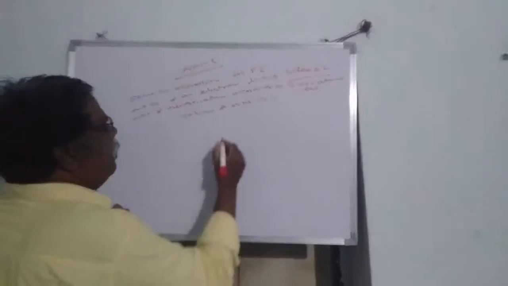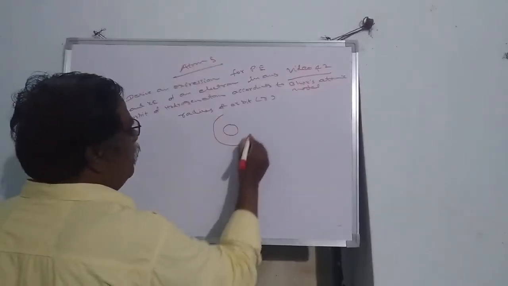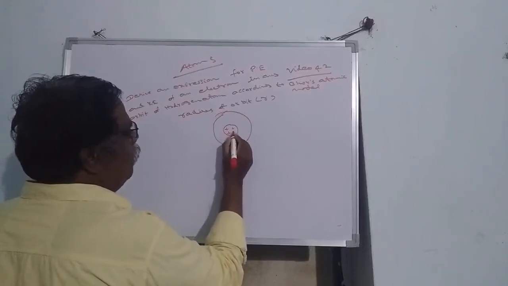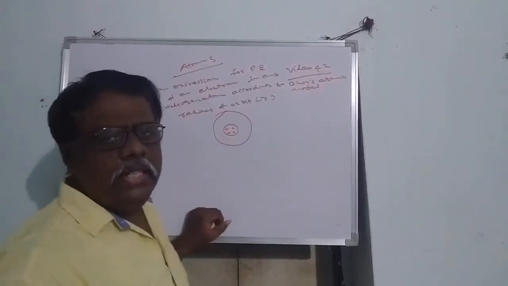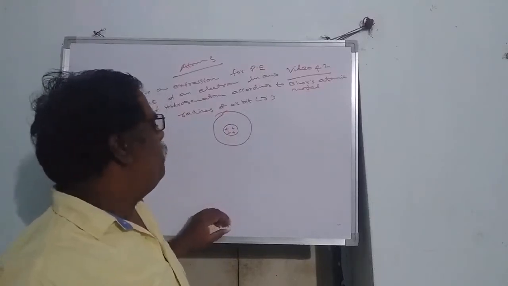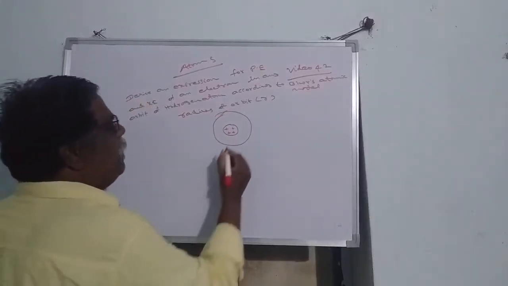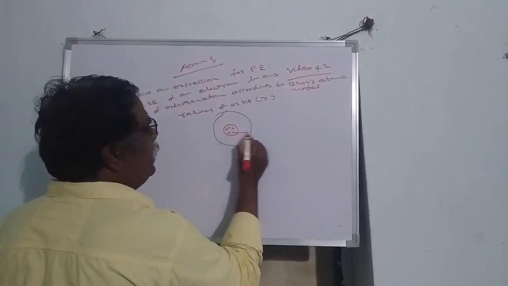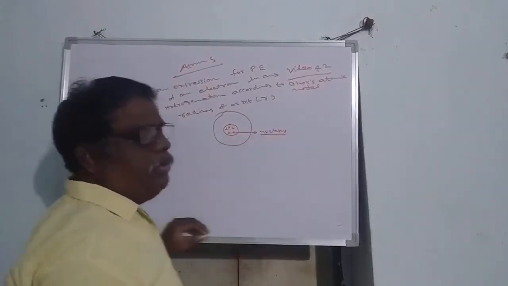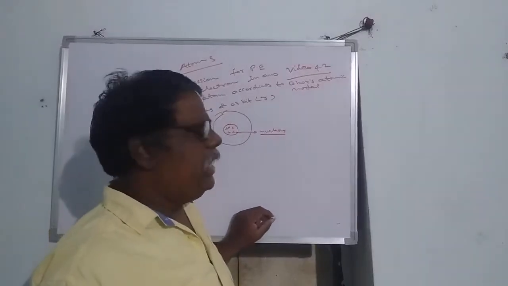So first of all, when the electron revolves around the nucleus, which contains the whole positive charge and mass, the central part of the atom, it is in the shape of a sphere, so called nucleus. Particles which are present inside the nucleus are called nucleons. The important nucleons are protons and neutrons.